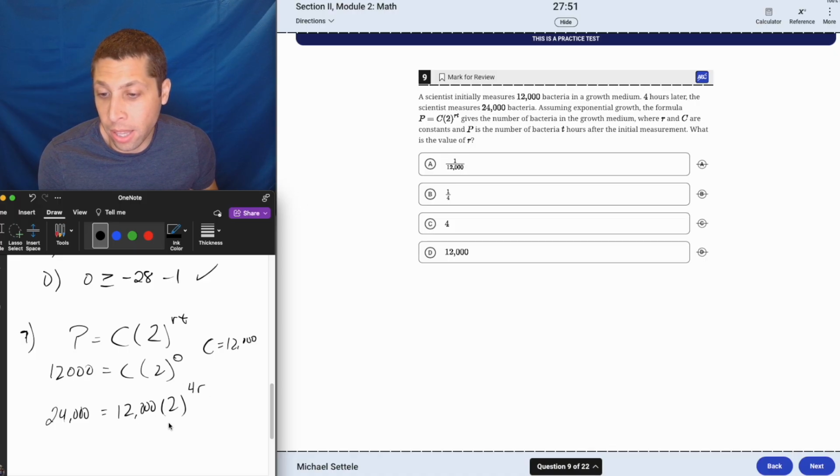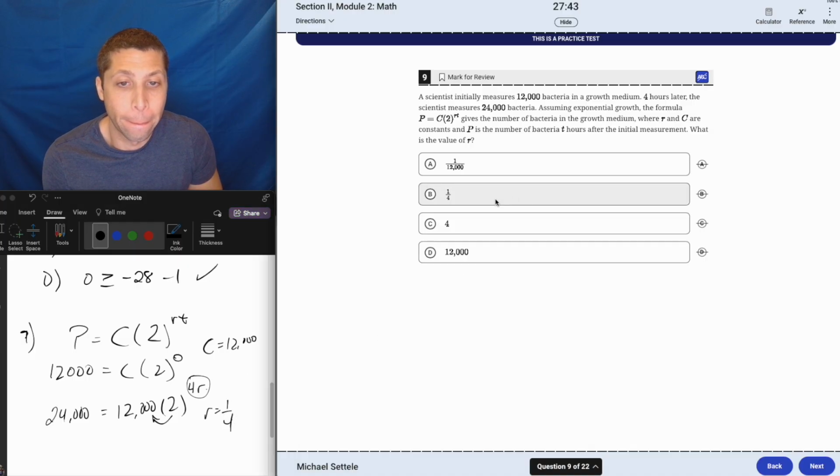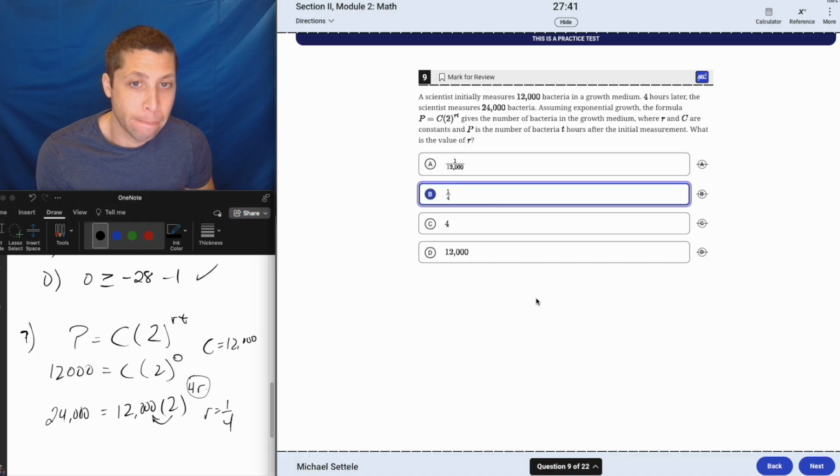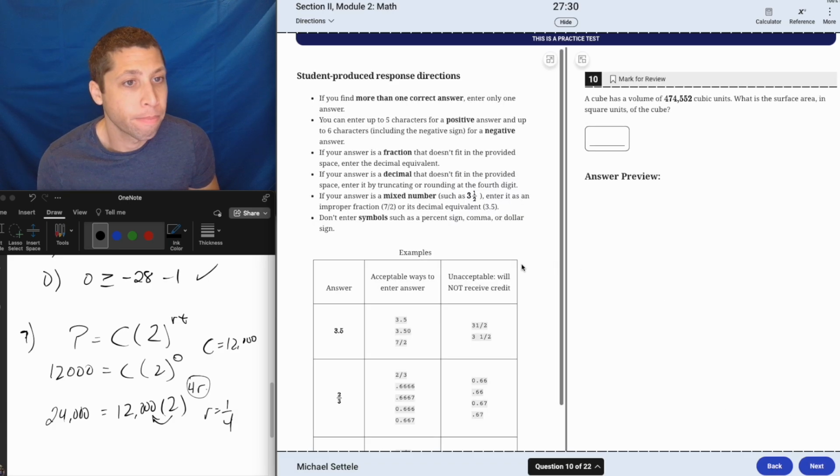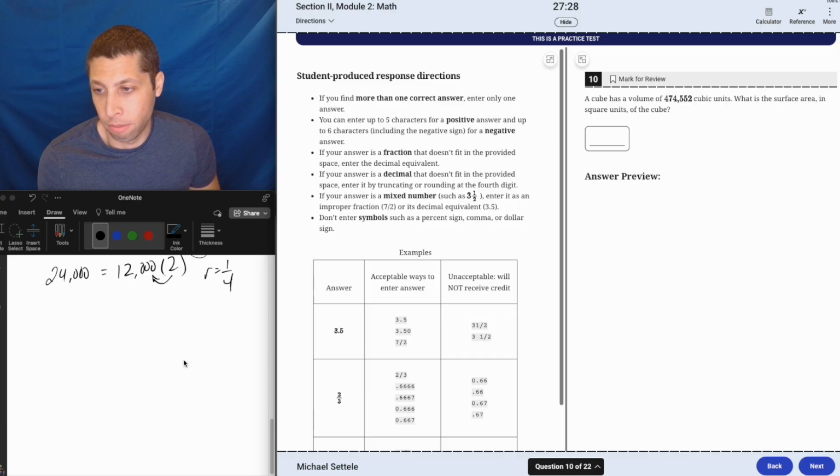So we need this to multiply by 2, so we need this exponent to be a 1. So R is a fourth. 1/4 times 4, that's 1. 2 to the first is 2. 2 times 12,000 is 24,000. Yeah, plug points in equations. Okay.